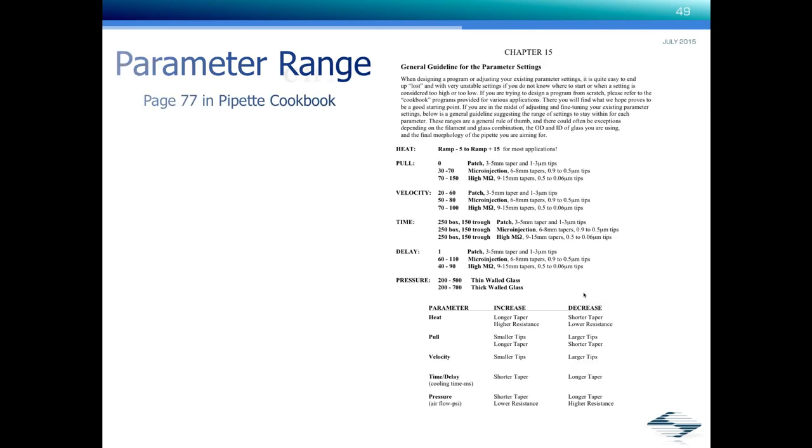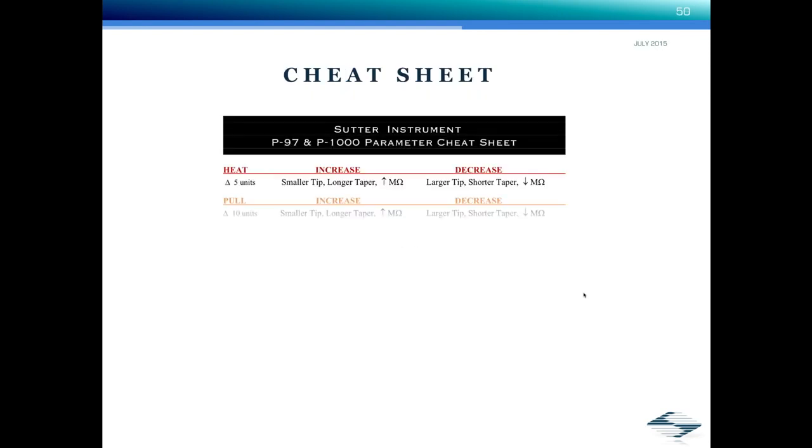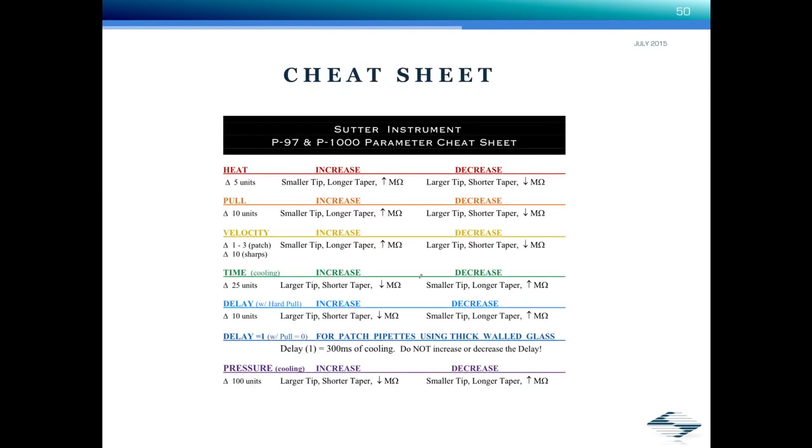The parameter settings, the ranges to work within, are in the cookbook on page 77. Not sure why we buried it here in chapter 15 because it's pretty important. I might move it back up in the cookbook. Below this, you can see the parameter settings as you increase or decrease and what's going to happen to the glass. From that, I created a cheat sheet where I've given you the suggested units you can change the parameters within, and what's going to happen to the glass if you increase or decrease the value and how the pipette's going to turn out.